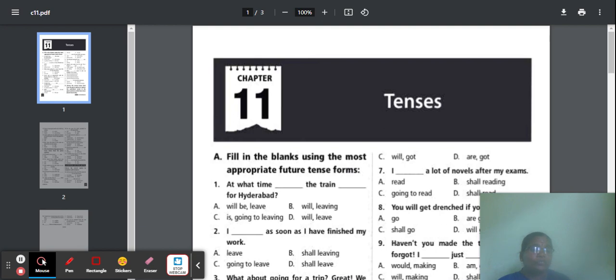Next, continuous tense. Continuous tense also has present continuous, past continuous, future continuous, isn't it? Continuous means verb plus ing. We should add ing to the main verb. Drive plus ing, driving. So present continuous, how can we write? Yes, we should use helping verbs also, dear. I am driving. Next, you are driving. We are driving. He is driving. She is driving.